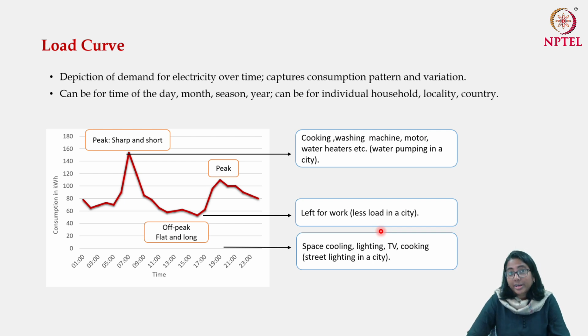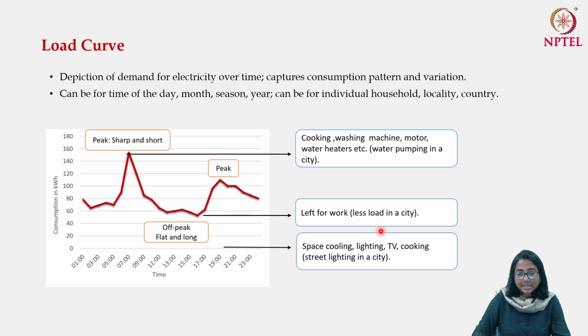So there can be various explanations why you are having a peak load and why you are having the off-peak load. So what are the electrical equipment that you are using during the peak load period, and what are the electrical equipment and activities that you are carrying out during the off-peak period? So understanding of this particular thing is very important in the context of demand side management. This is the foundation of demand side management, to understand the load curve and also to understand what causes this particular shape of the load curve.